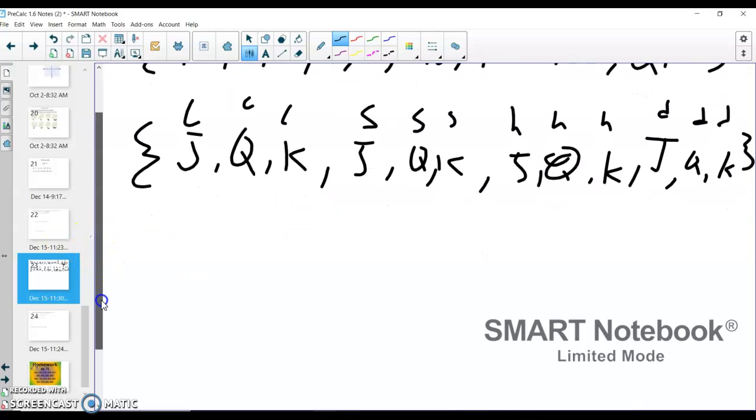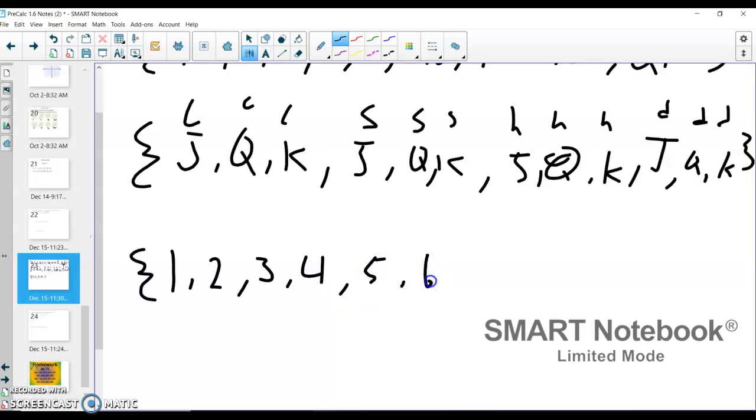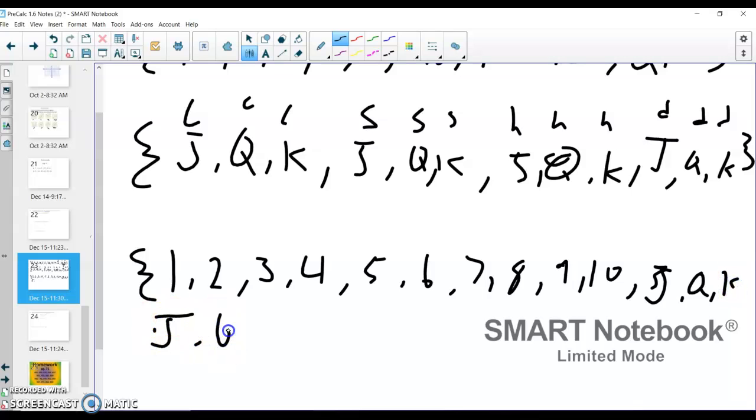So if I'm going to write out my total union set, it's going to be all the clubs and all the face cards. So that would be 1, 2, 3, 4, 5, 6, 7, 8, 9, 10. Then I have the jack, queen, king of clubs. I have the jack, queen, king of spades. I have the jack, queen, king of hearts. And I have the jack, queen, king of diamonds.